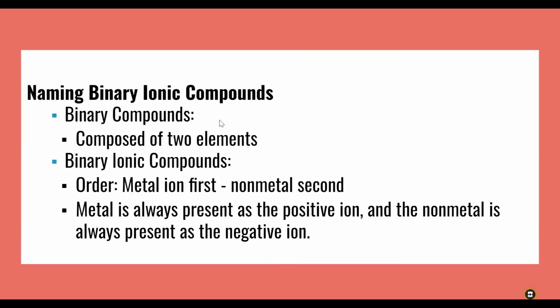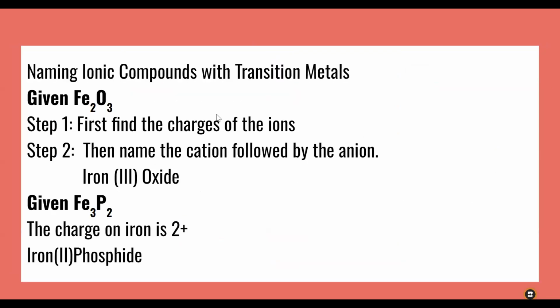Metal is always present as the positive ion, non-metal is always present as the negative ion. Then if the ionic compound contains a transition metal, I'll show you how to figure out the number in Roman numerals, okay? There's not a very good explanation here, but I'll show you how to do that. So let's do an example, okay?